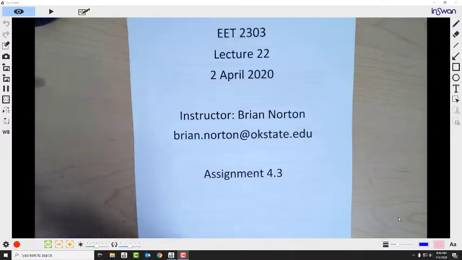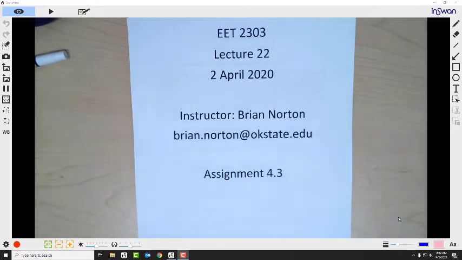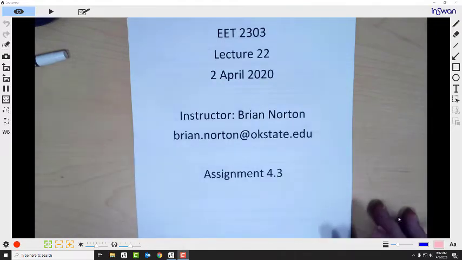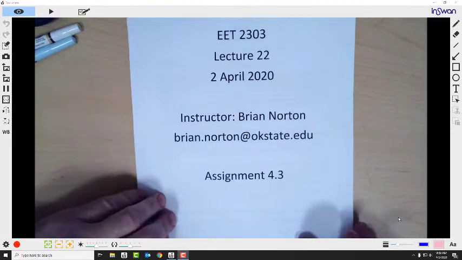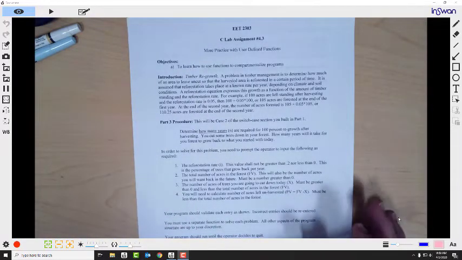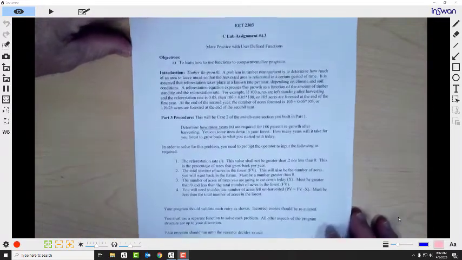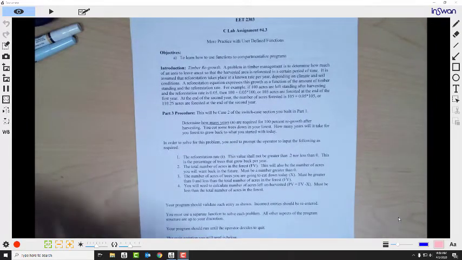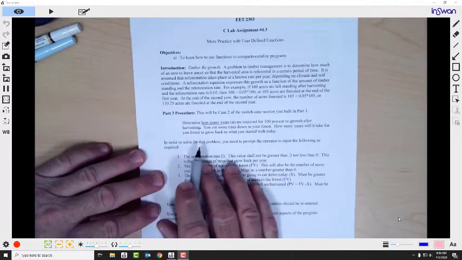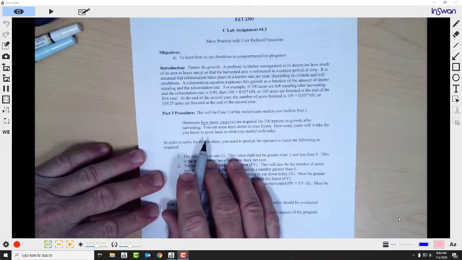Let's go ahead and continue talking about the forest growth assignment. Well, not the rest, but part 3 of the forest growth assignment. This particular portion will take care of the switch case number 2 that we developed in part 1. And this one, you want to determine how many years are required for 100% regrowth after harvesting.